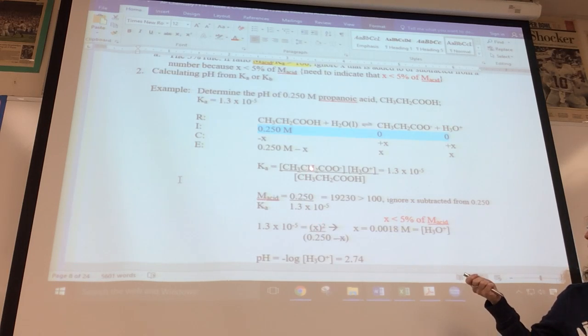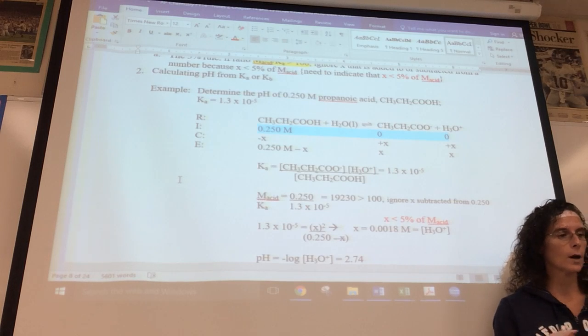Now you have x squared, because each of these is x, over the initial amount. We got rid of the minus x because x is less than 5% the molarity of the acid. If you had a base, it'd be molarity of the base over the Kb. And this was the Ka given. You have this times this is equal to x squared. You take the square root of both sides, and you have x is equal to this. Now x is equal to hydronium ion concentration. So negative log of this gives you the pH.